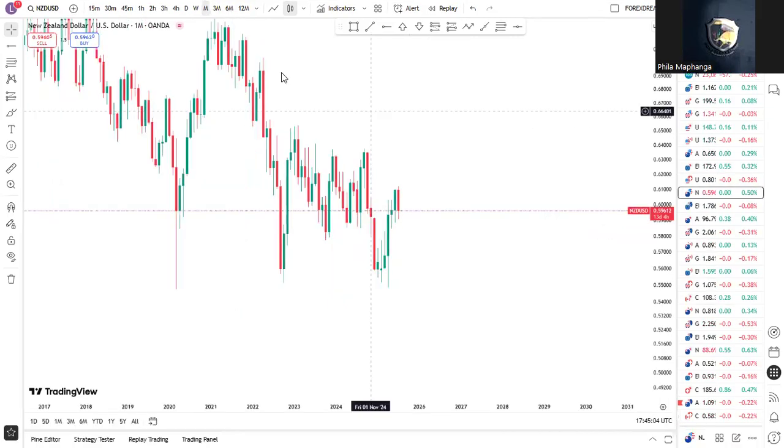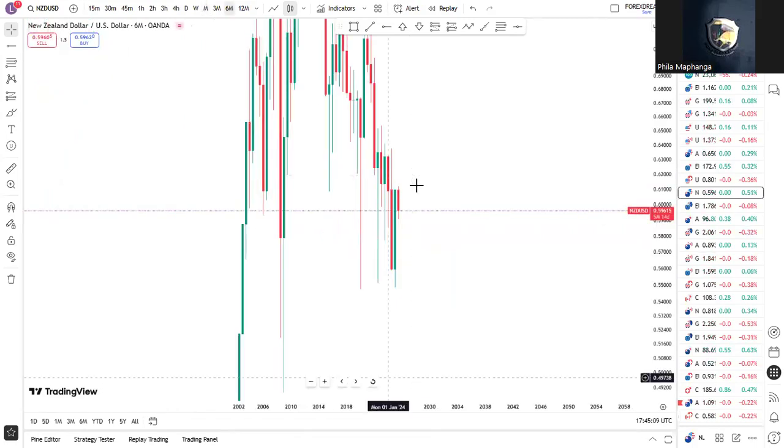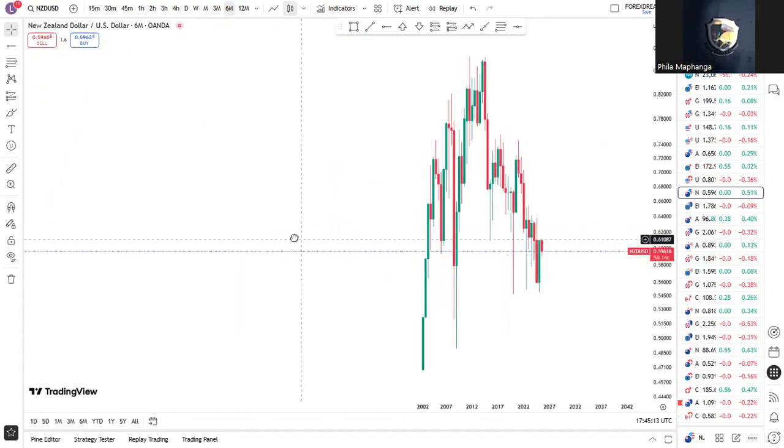I can even go to 6 months chart, but what I want you guys to do is to tell me what to do right now. I want you to tell me what to do.